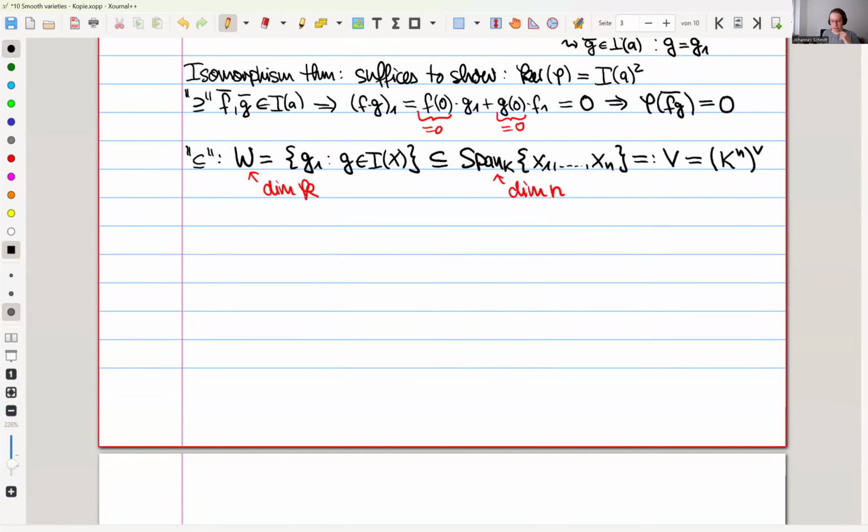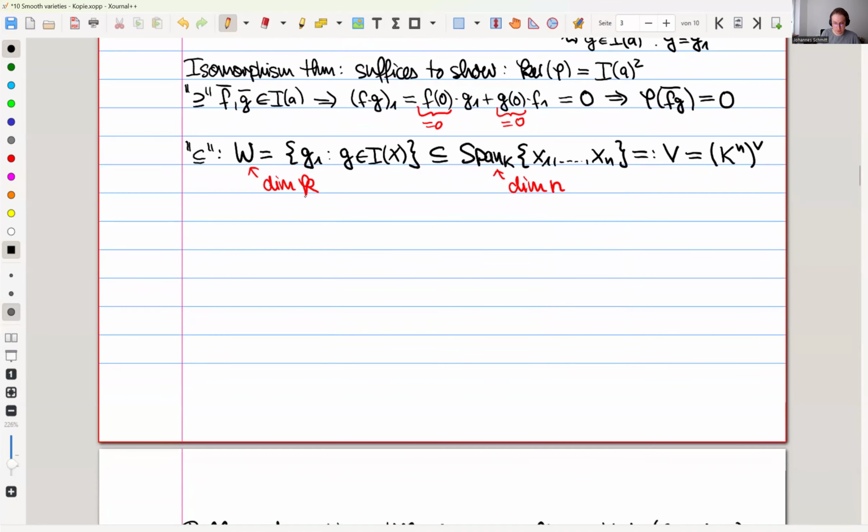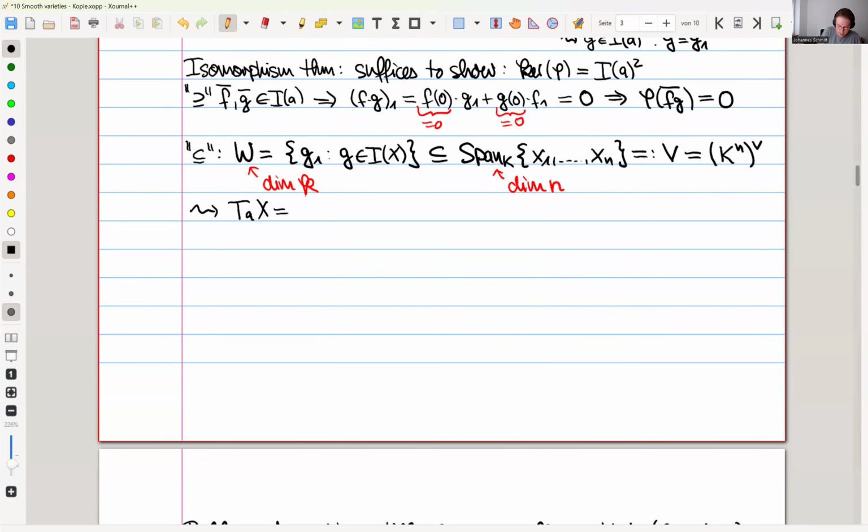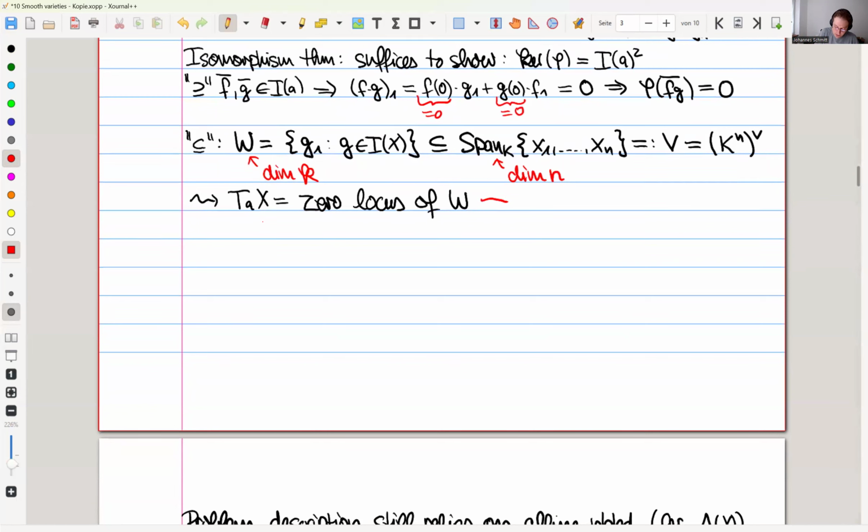Because now let's start approaching what we actually want, namely the tangent space, because this T_A(X), this is the zero locus of W. And so this gives some set of linear equations cutting out this T_A(X). And so if you start cutting it out from an n-dimensional space, and then if you impose k conditions, then you get something of dimension n minus k.